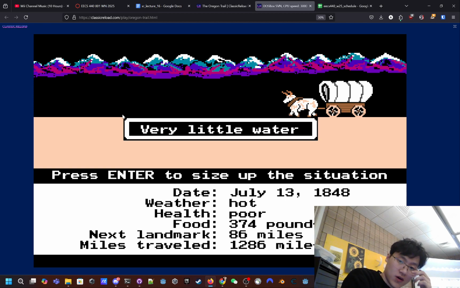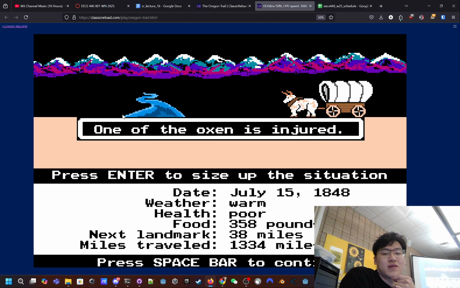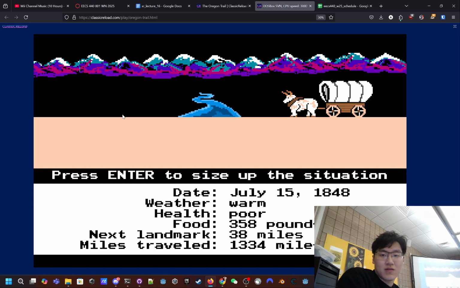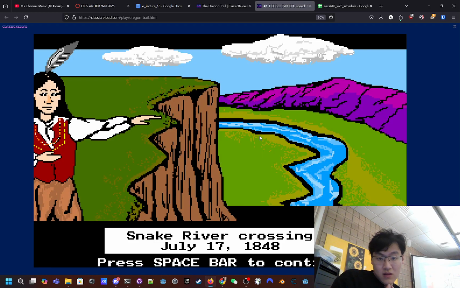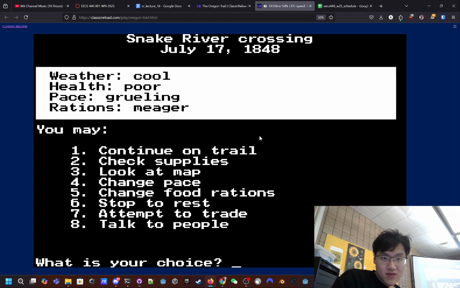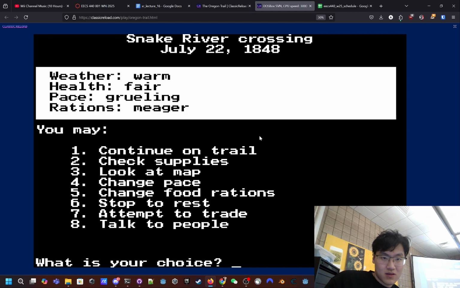Very little water. Okay, health condition is poor now. So maybe something got injured. I wasn't. Snake River crossing. We kind of have to rest as well. This is too poor. Like 5 days. July. When does it start getting really cold? September? Yeah, we have some time. What, 2 months? Yeah, okay, it's fair now.